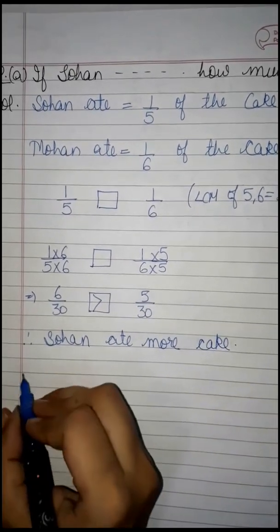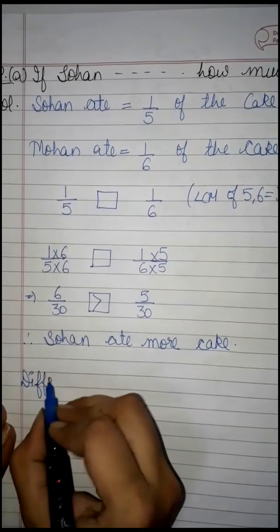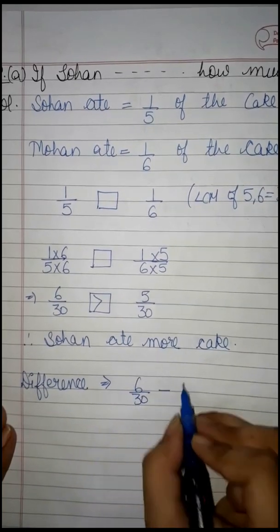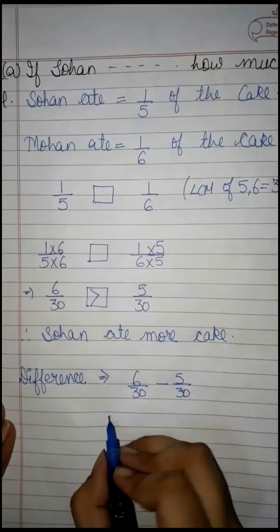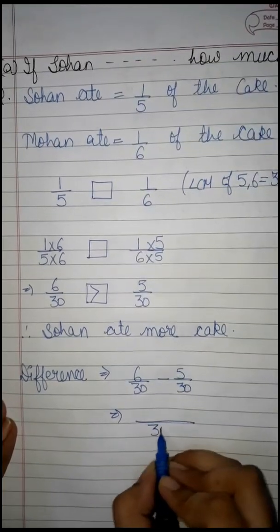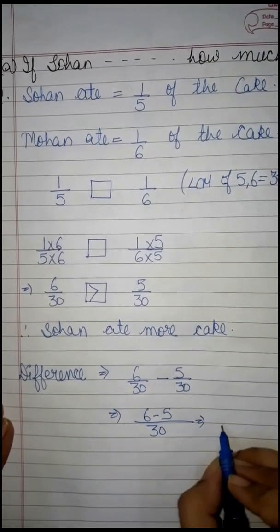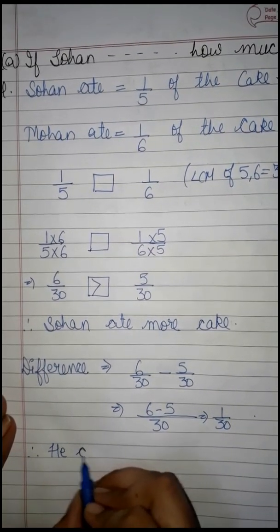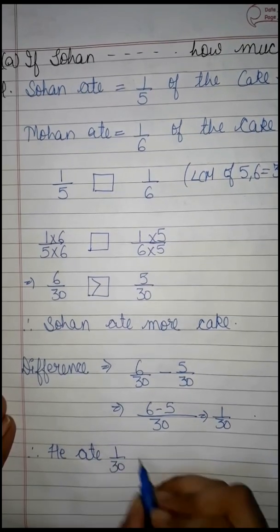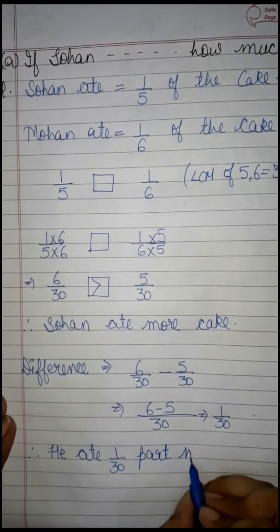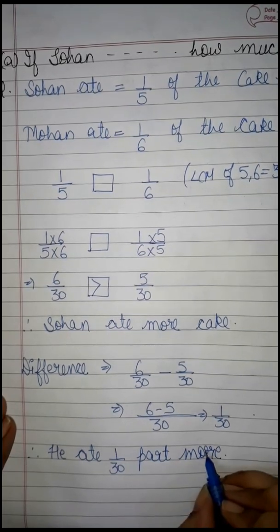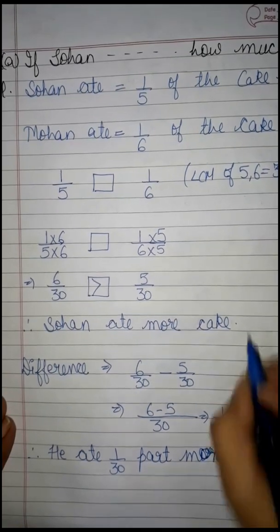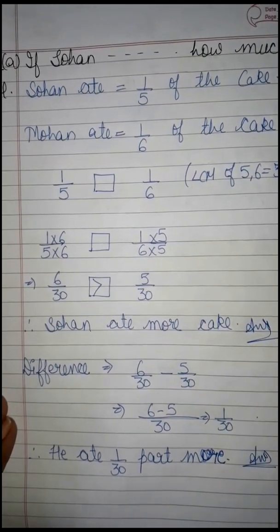Now for second part, we have to find the difference. Difference is equal to 6 by 30 minus 5 by 30. Write them together. 6 minus 5, we get 1 by 30. So what we can write? Therefore, he ate 1 by 30th part more. So this is your second answer and this was your first answer.